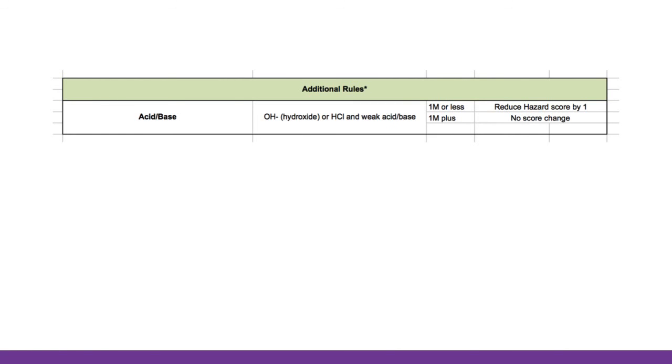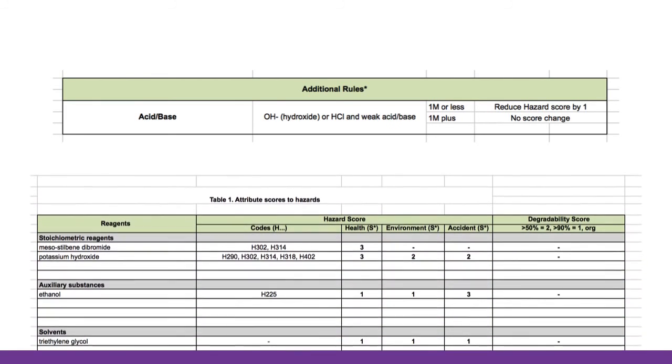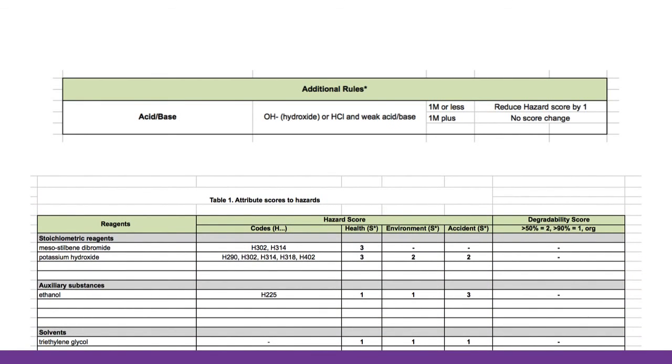However, for a lot of labs here at EMU, we're using really dilute amounts, like 1 molar or under, and so these hazard scores don't really make sense. So I've added a few rules to make that better, and so at 1 molar or under, all of the hazard scores are decreased by 1 for that particular acid or base.